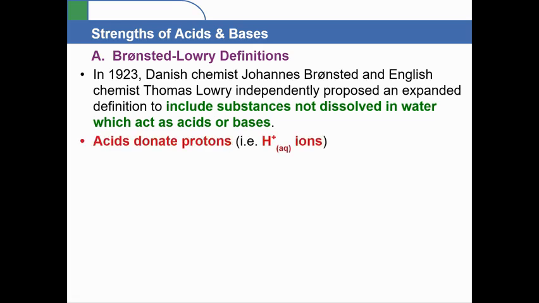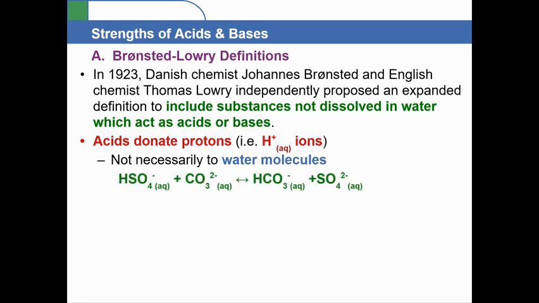acids technically donate protons. In other words, they donate a hydrogen ion. Whereas a base accepts protons, and remember, not necessarily to water molecules. In the past, using the previous definition, the last lecture, we said that acids were anything that increase hydronium ion concentration, which means that the acid would donate the ion to a water molecule, thus making an H3O ion. But they found that you don't actually have to do that.